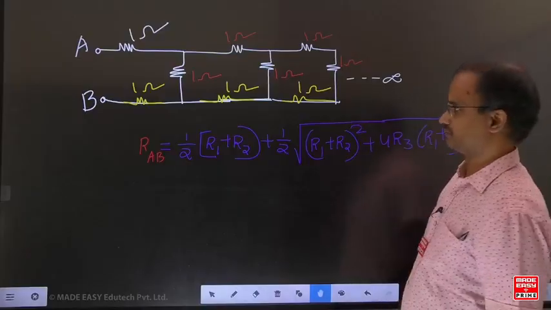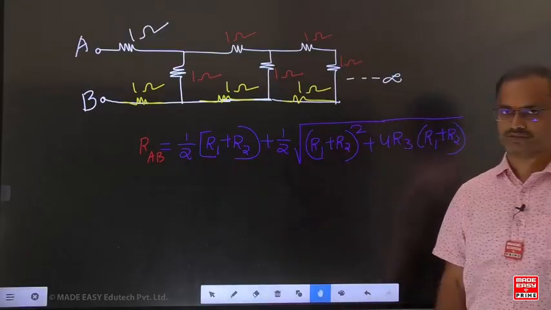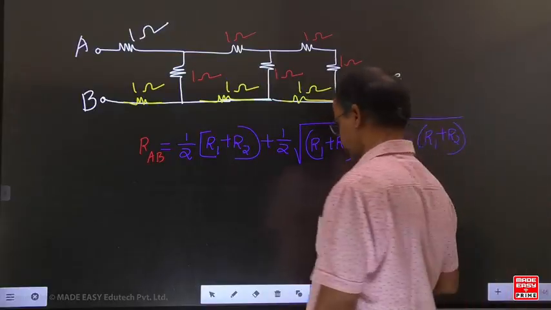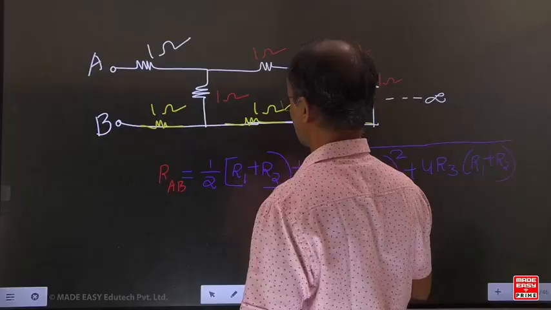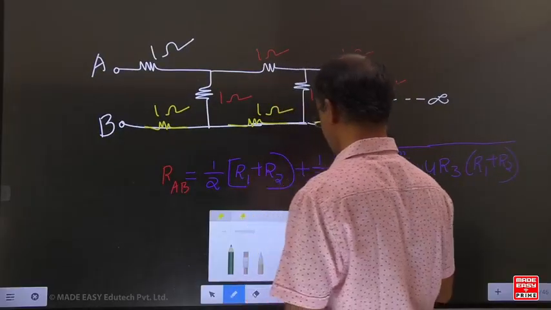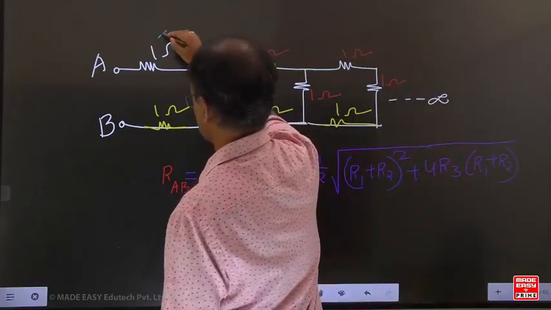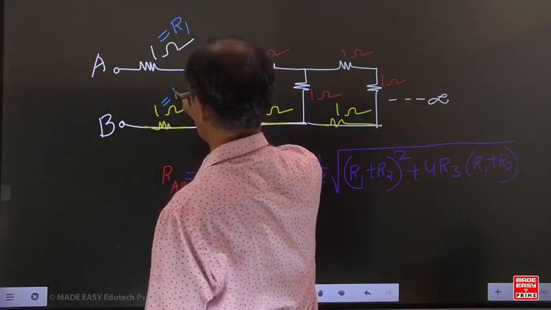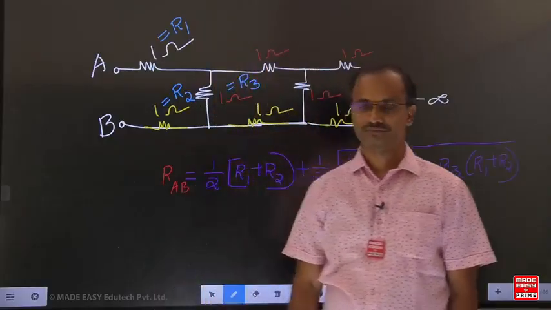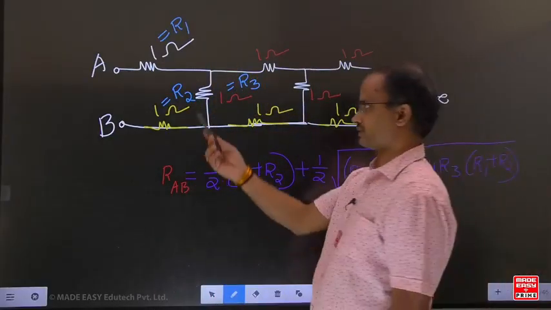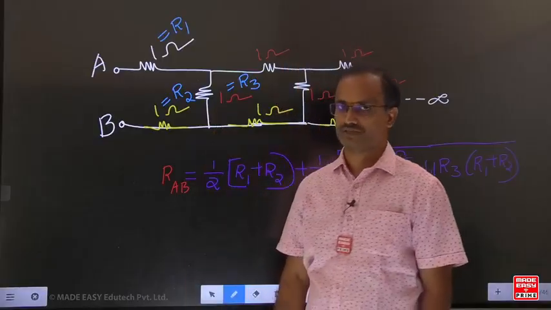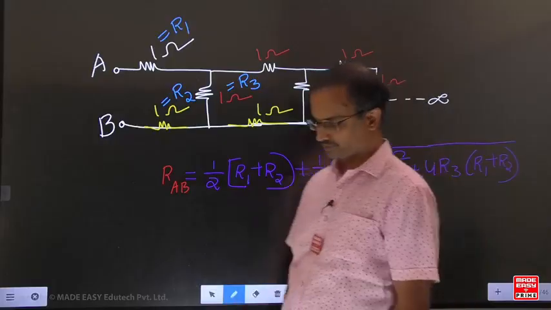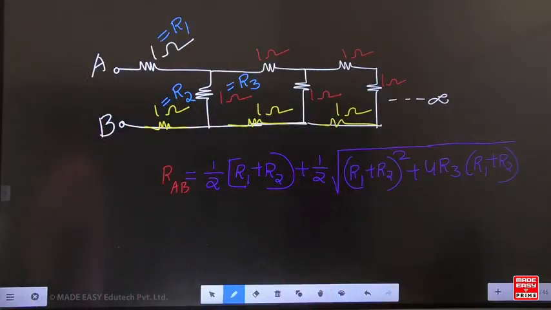For this model of networks, one standard formula is developed, to find out the equivalent resistance. But whenever you are applying the standard formula, the important point is this is R1, this is R3 and this is R2. Whenever you are applying the standard formula, it is R1, R3 and R2. That is the important point. With respect to that, substitute in the formula.